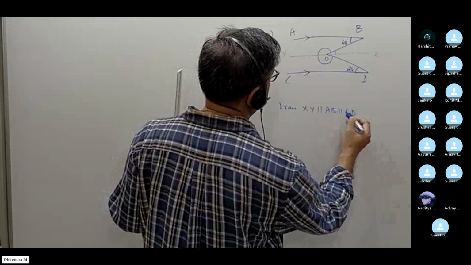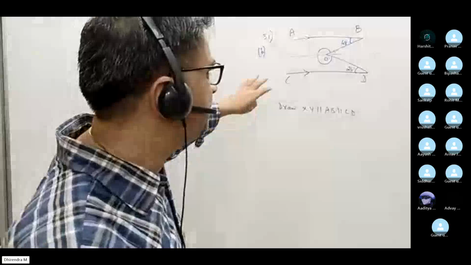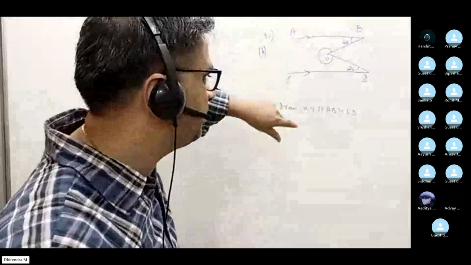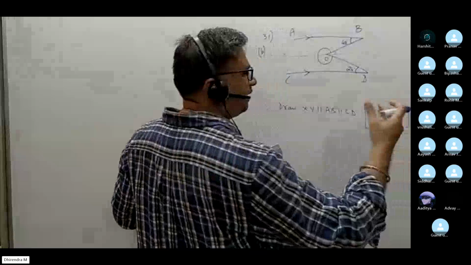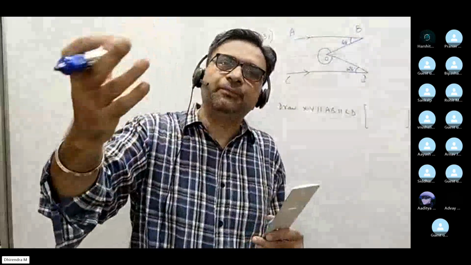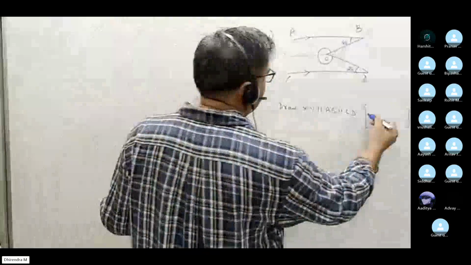Draw XY parallel to AB, parallel to CD. So if it is drawn parallel to AB, it will automatically be parallel to CD, right? There is a theorem that you have in lines and angles. You can refer to that. If two lines are parallel, and a line is drawn parallel to one, then it automatically becomes parallel to the second one as well.